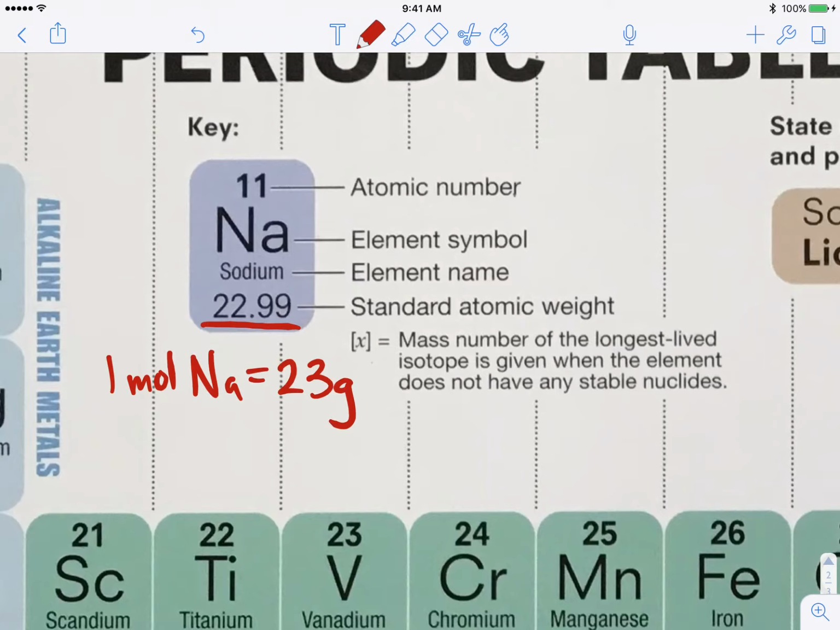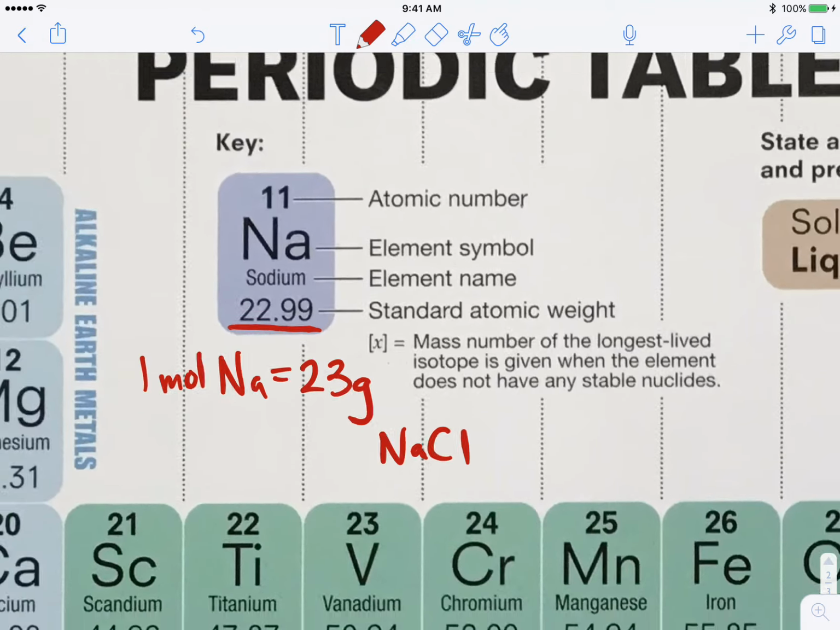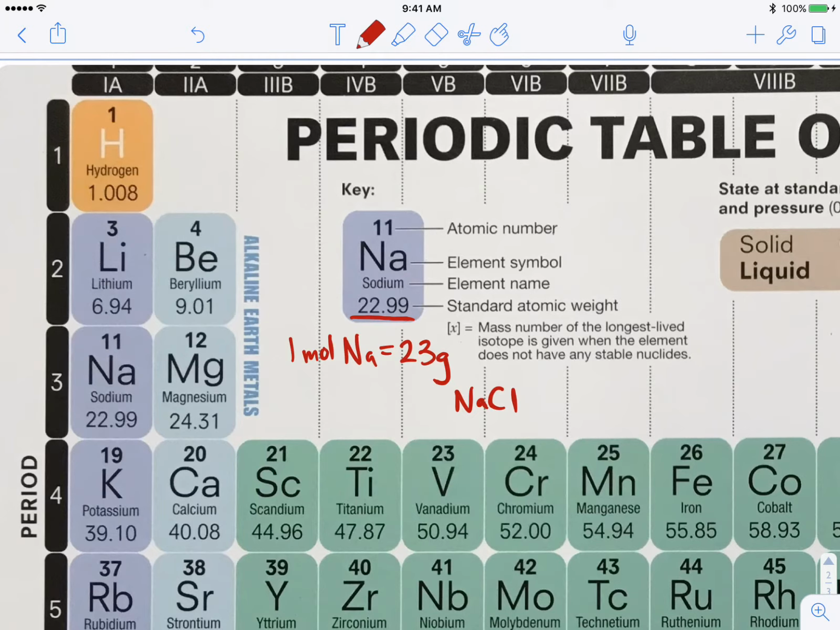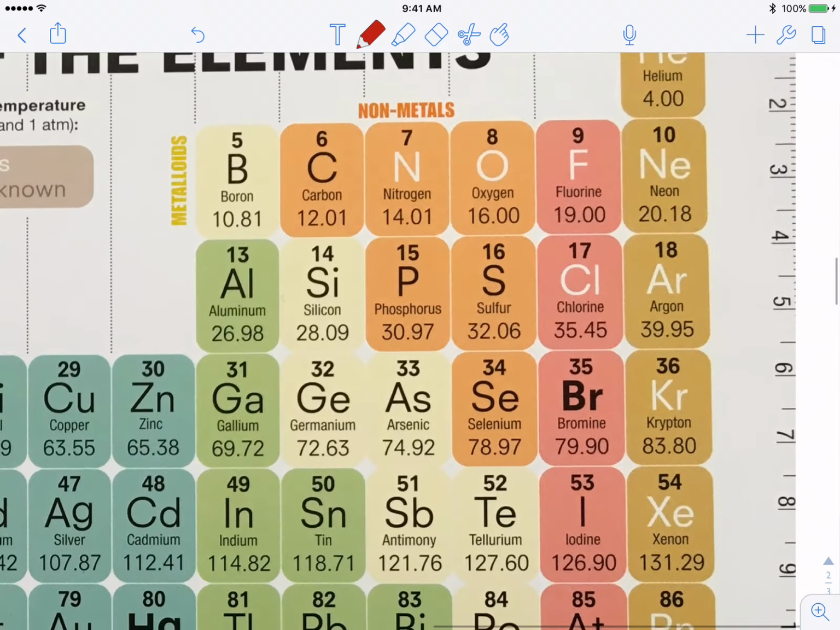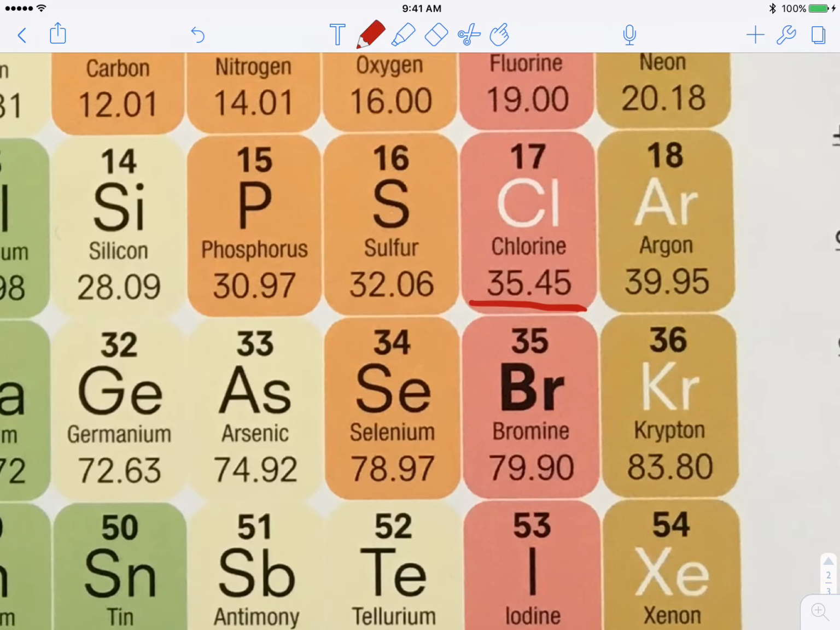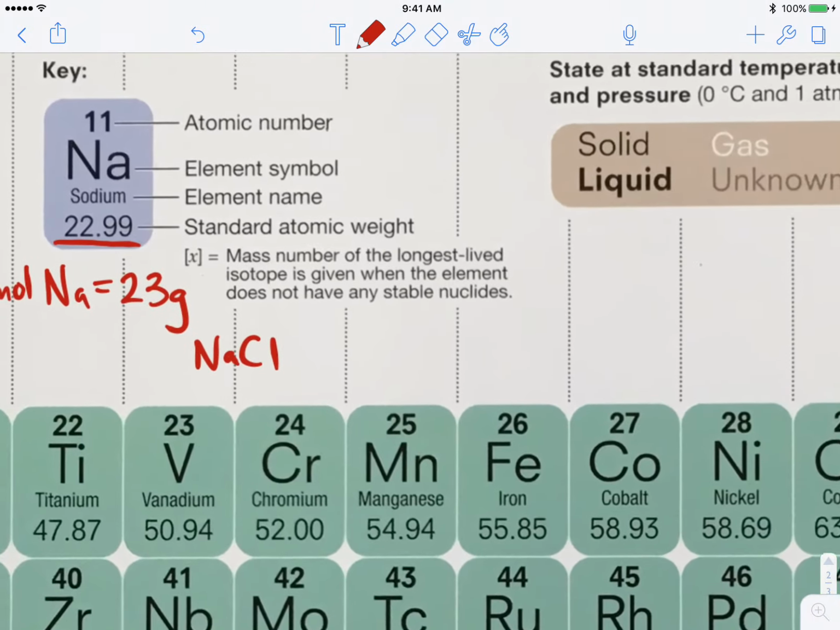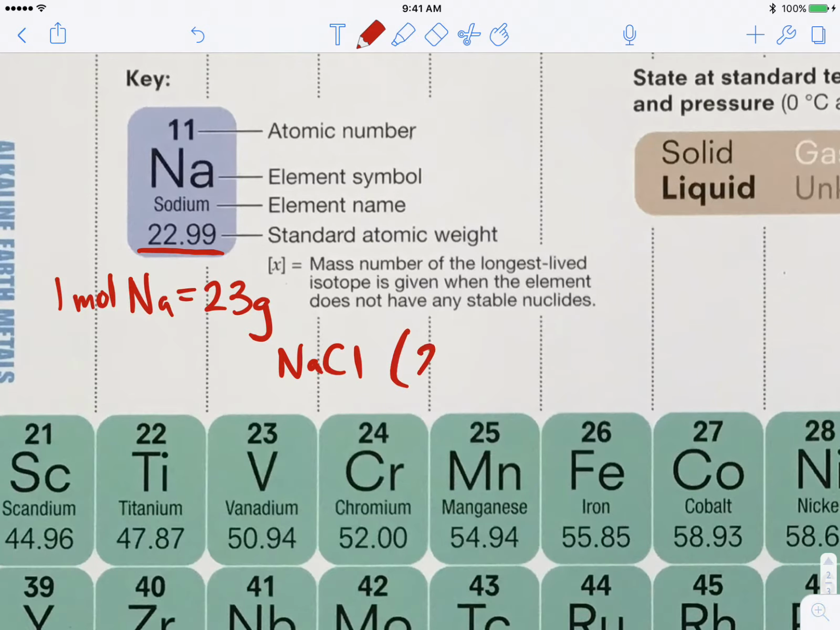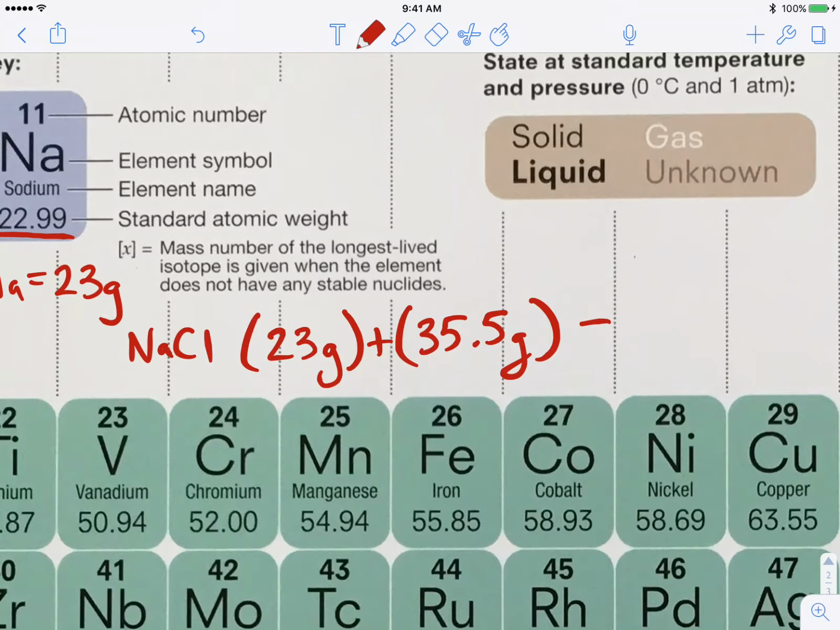If I wanted a compound's molar mass, say I wanted to know the mass of NaCl, I would just add the mass of Na, which is 22.99, plus the mass of chlorine, which is 35.45. I would go ahead and round 35.45 to 35.5 and then add it to the 23. So 23 grams from the sodium plus the 35.5 grams from the chlorine would give me a total mass.